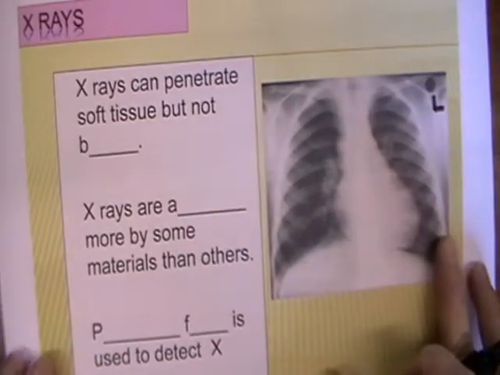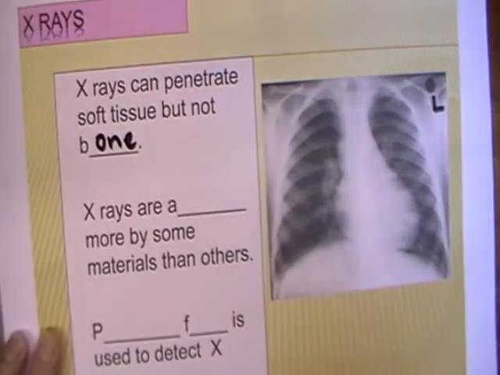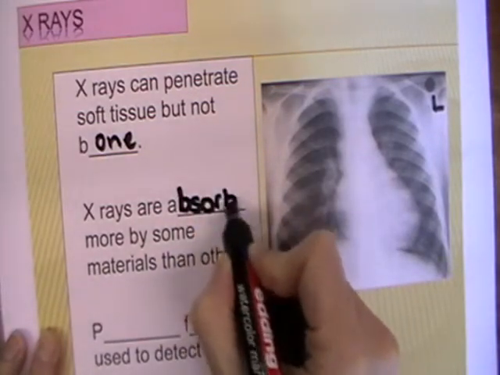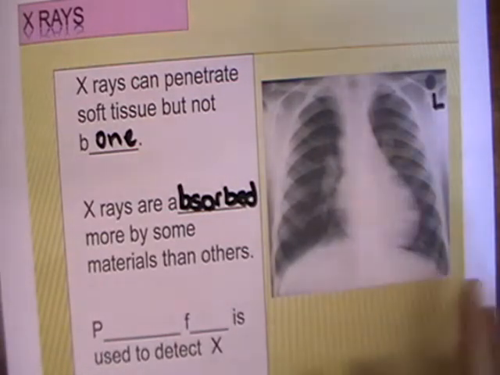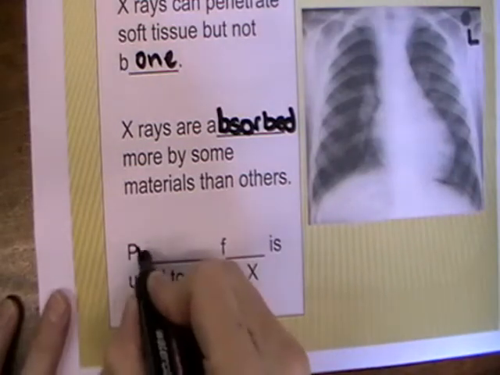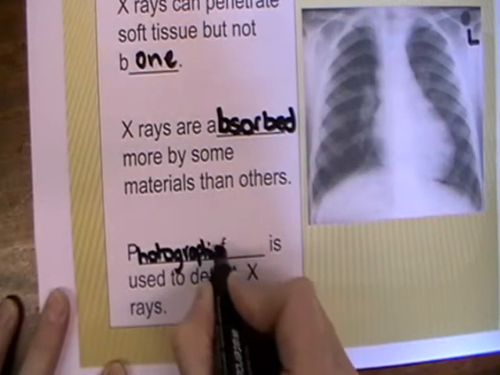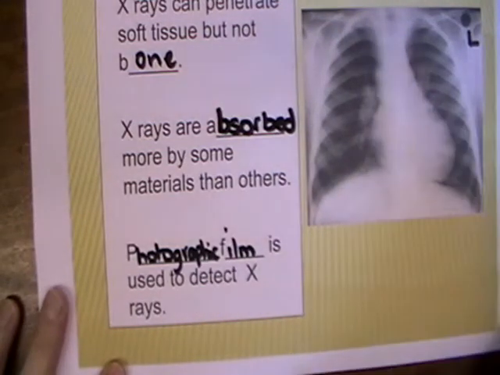So x-rays can penetrate soft tissue but not bone. X-rays are absorbed more by some materials than others, and so bone would absorb x-rays. And photographic film is used to detect x-rays.